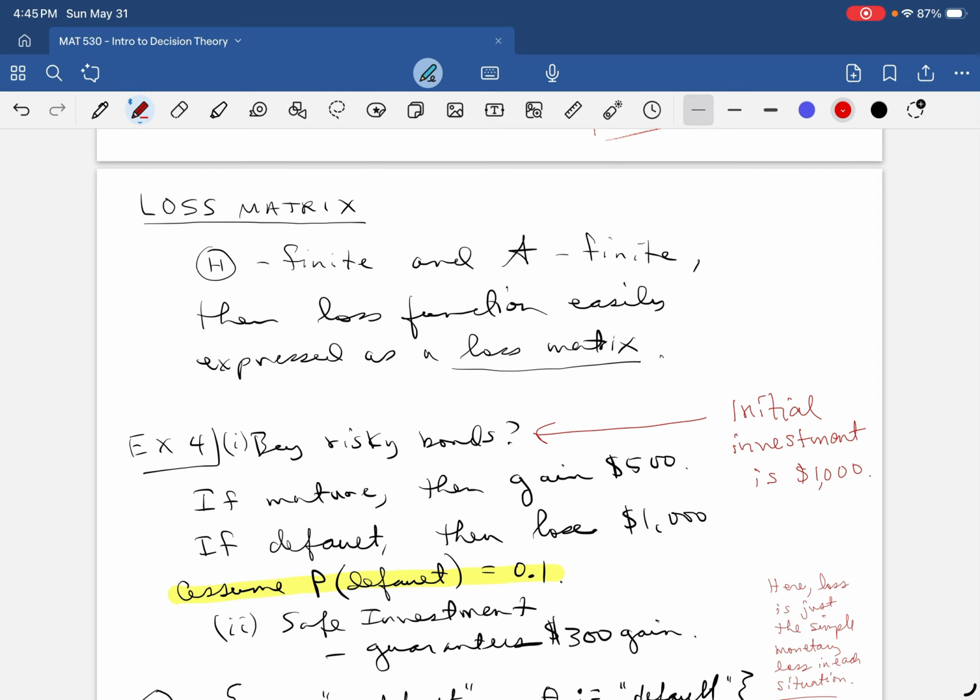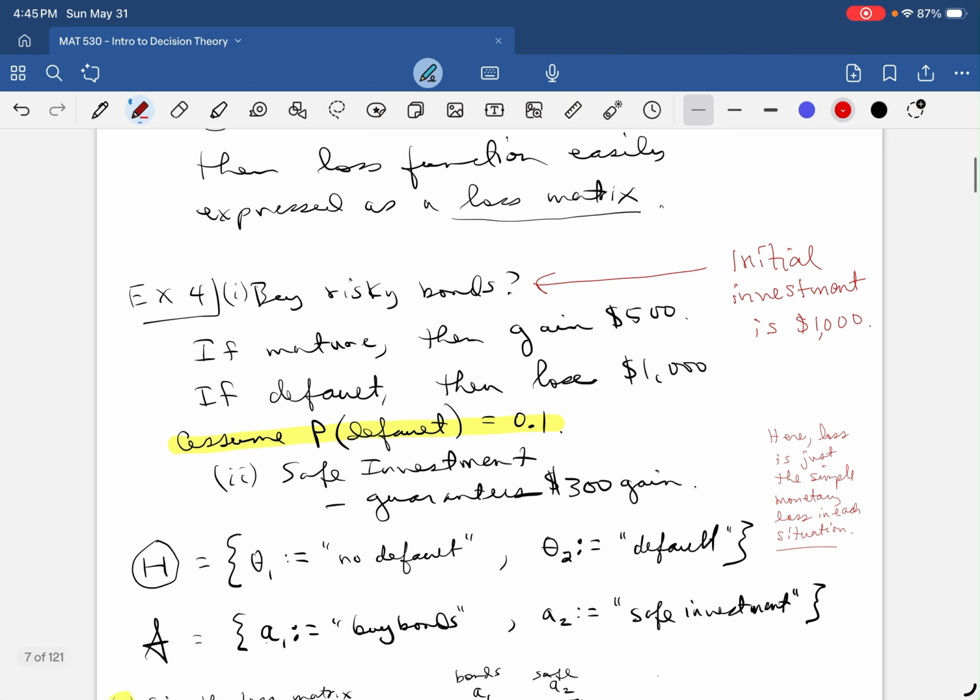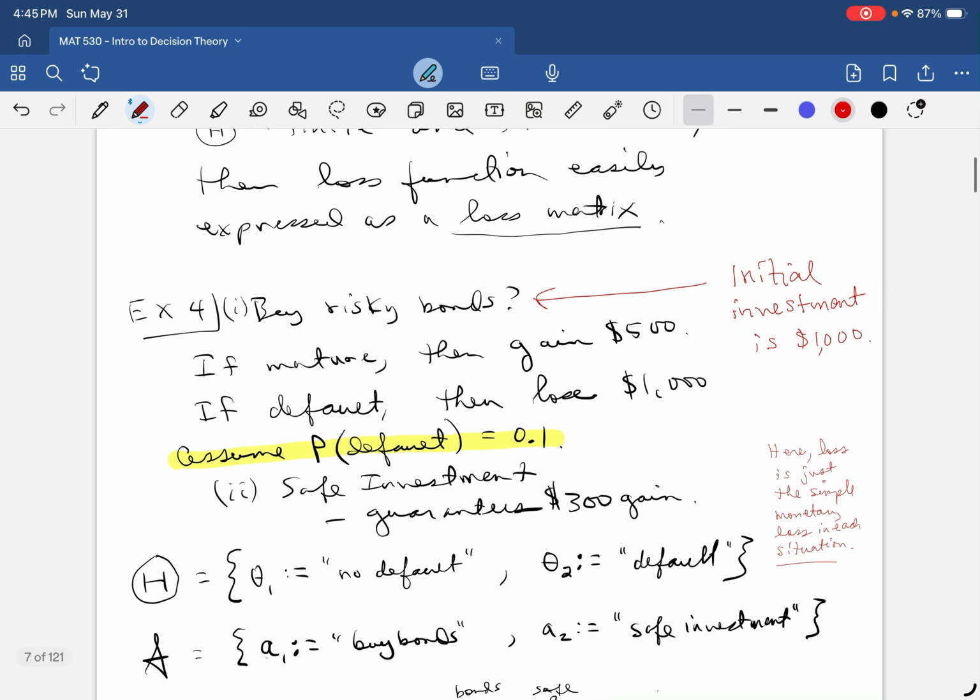So the first option is to buy risky bonds. And so the initial investment is $1,000 if they buy the bonds. Okay, if they buy these risky bonds, the initial investment is $1,000. If those bonds mature, then the person will gain $500. They'll get back their original investment of $1,000 plus an extra $500.